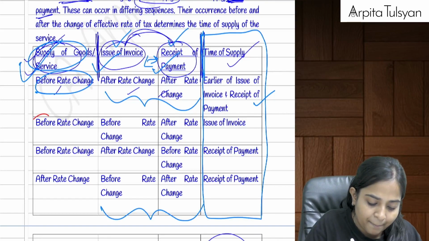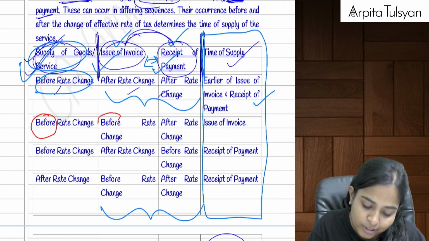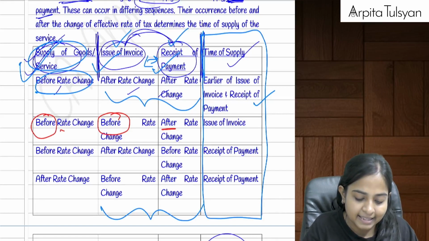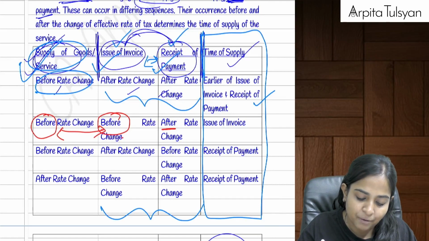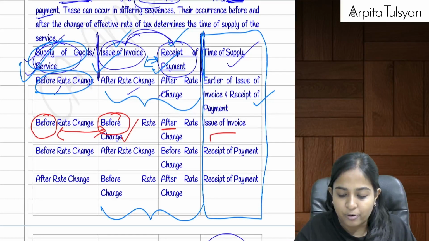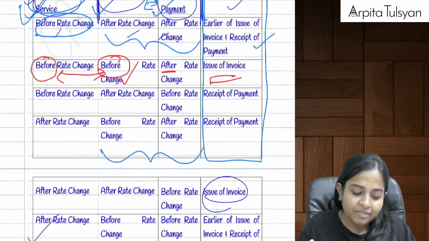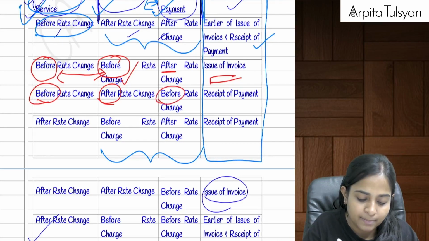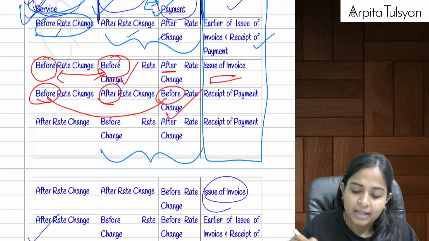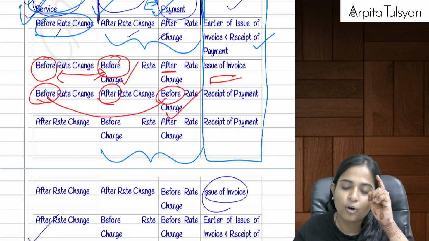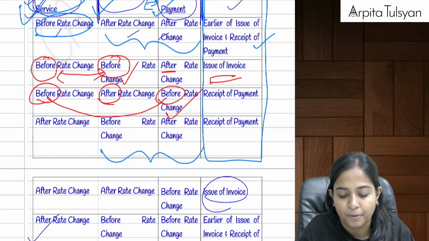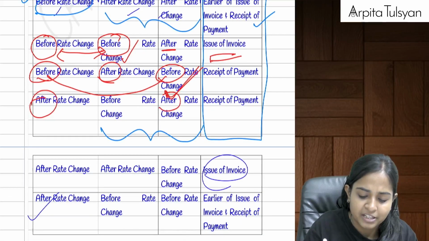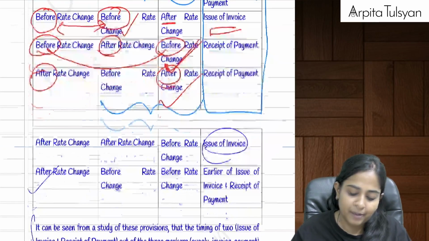Next one, try to understand. Now let's say supply is before, and issue of invoice is also before, and payment is after. Can we say these two have matched? Yes, these two have matched in this case. So in that case, time of supply will be the issue of invoice. Are you clear with this? Next one, let's try. Supply is before and issue of invoice is after, but payment is before. Can we say this is matched with this? So time of supply will be the date of payment, and whatever is the rate of tax as on this particular date will be the final rate of tax. Then this is after. Can we say this after is matching with this? So this will become your time of supply, and so on.